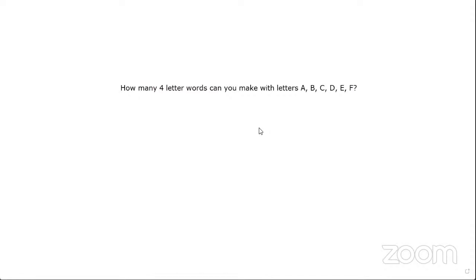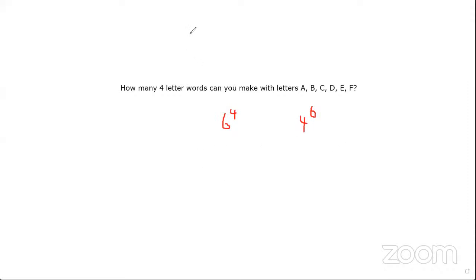Does everybody agree, or does anybody have another answer? 4 to the power 6. Okay, 6 to the power 4 and 4 to the power 6. So which one is correct?